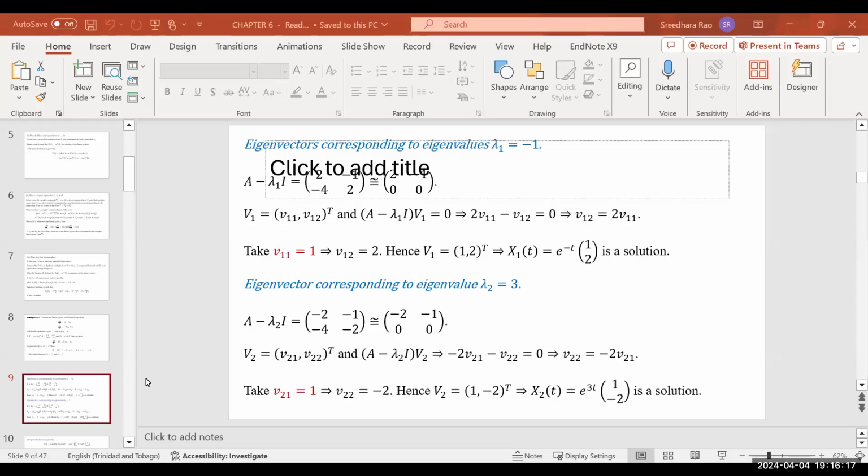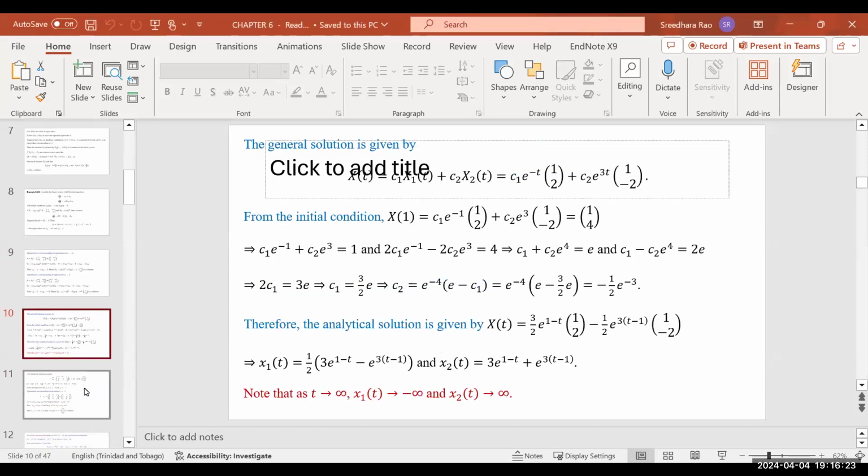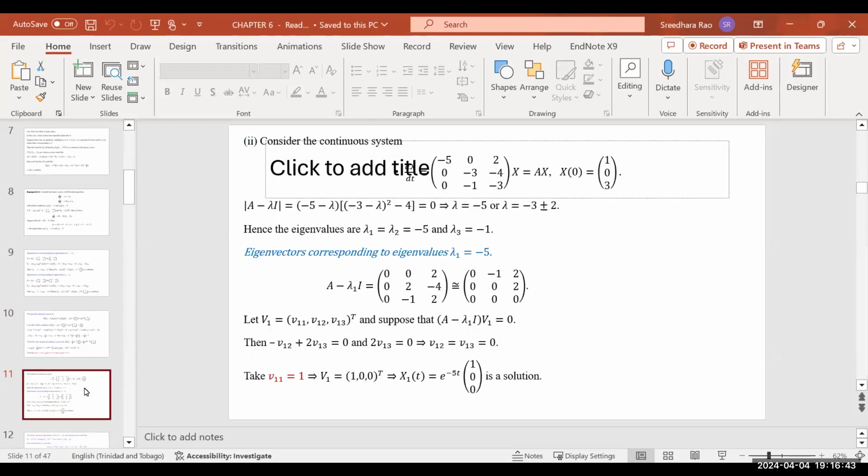Right. Okay. So yesterday we discussed the solution procedure of the system of differential equations, and we also looked at the long-term behavior of the system. We discussed 2 by 2, and then we started 3 by 3. So this is what we discussed yesterday about the 3 by 3 system of differential equations.